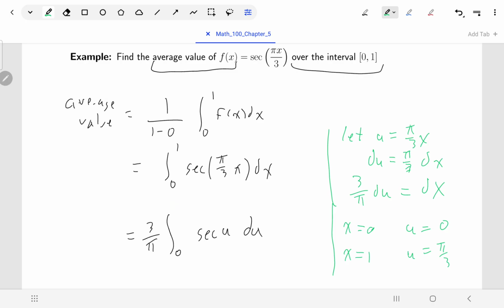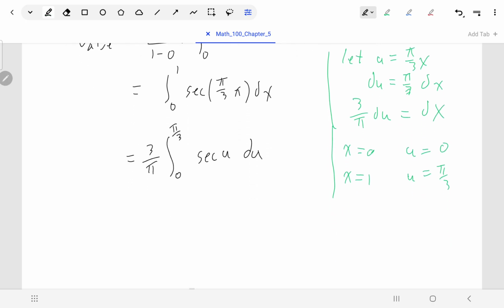I'm going to actually keep things in terms of u's. I'm not going to bother doing any back substitution, because I know that after I find the antiderivative for secant of u, I can just evaluate at pi over 3 and at 0, and then I'll be finished. So that's what I'll do. I know for secant of u, an antiderivative for that is natural log of absolute value of secant plus tangent. And we're going to evaluate that between 0 and pi over 3.